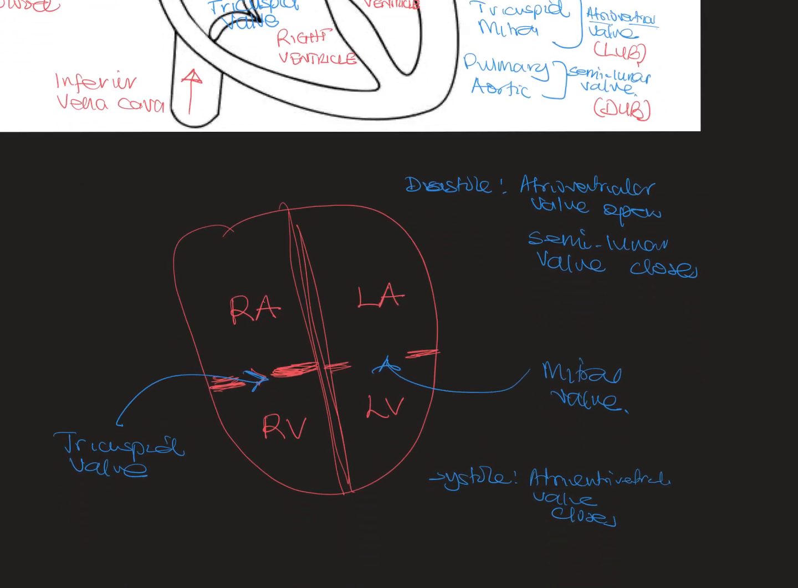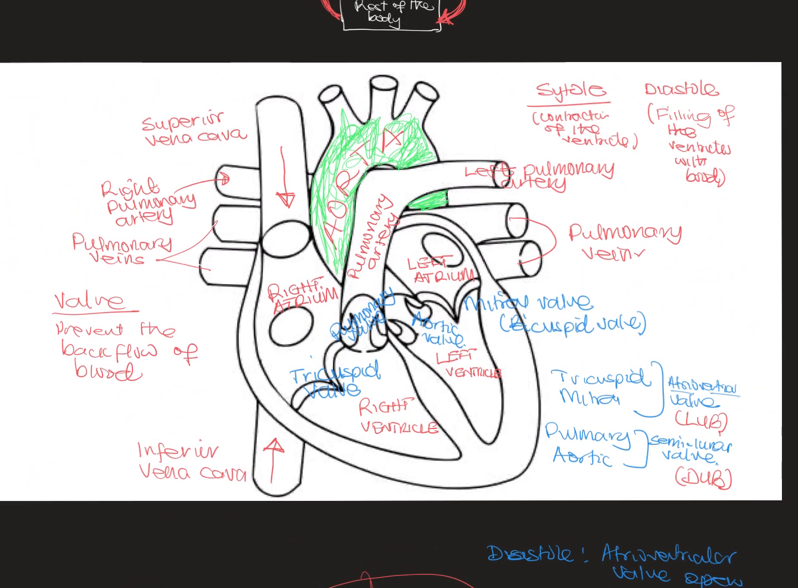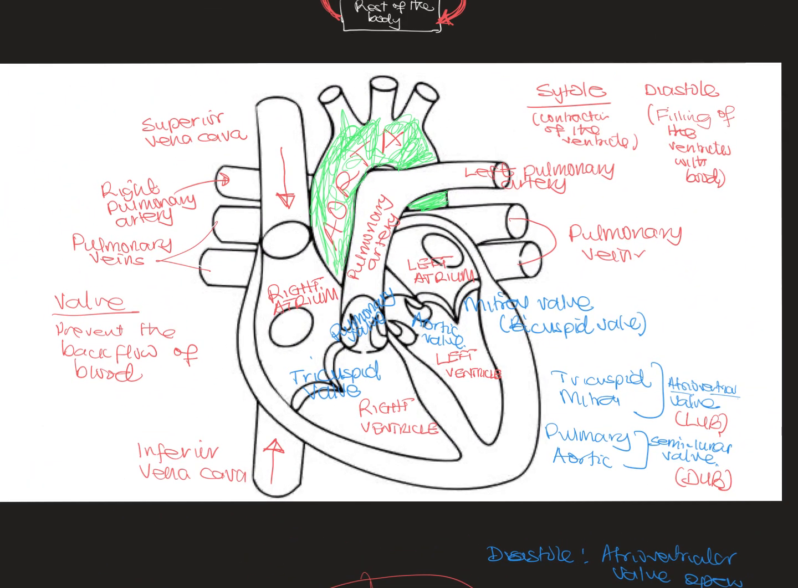Okay, so during systole, what happens to the semilunar valves? They open, because during systole, the ventricles want to send the blood to the main arteries, which are the aorta and the pulmonary artery. During systole, the right ventricle wants to send the blood to the pulmonary artery, while the left ventricle wants to send the blood to the aorta. So that is why these valves will be open during systole.